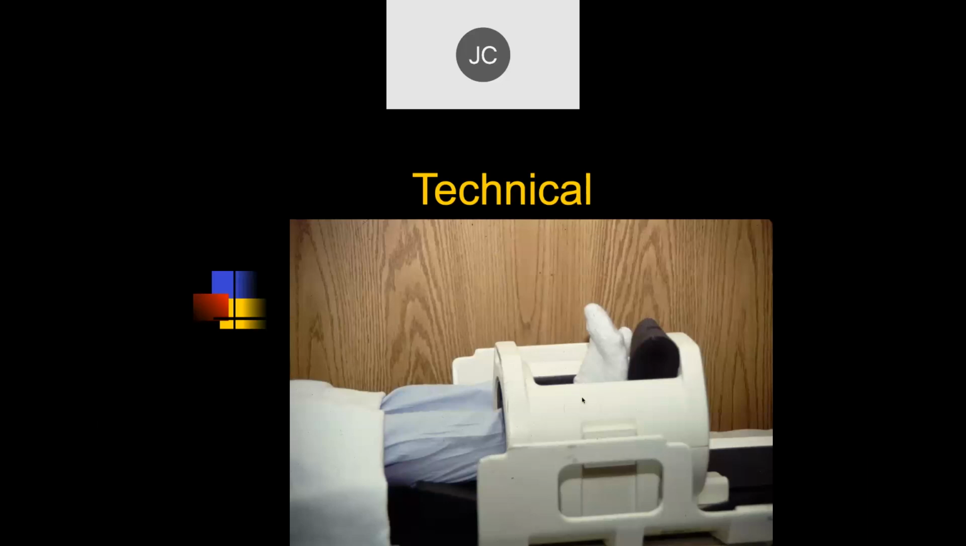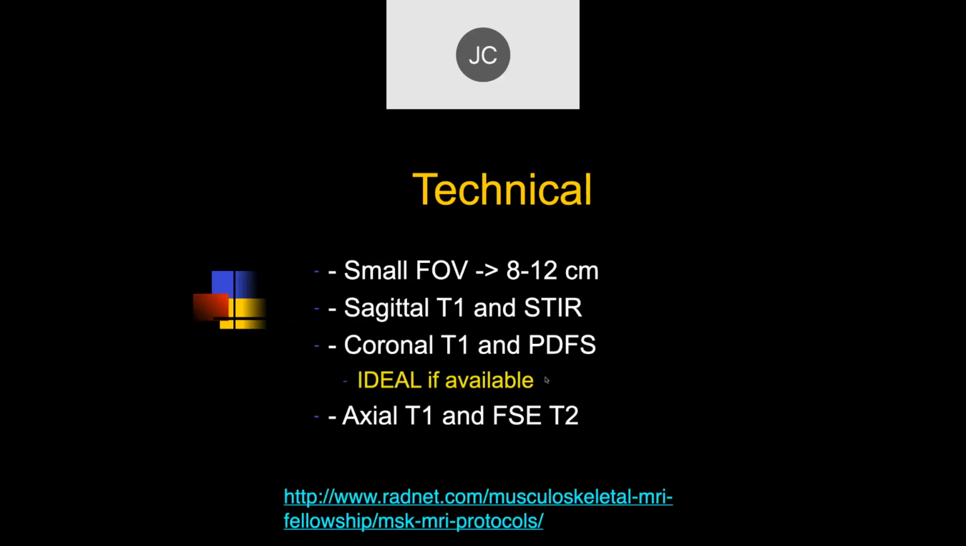So here is an old coil, one of the first coils that was designed for the foot and ankle so the toes could stick out like this. The coils are very important now. People mostly use flex coils to maximize technique. As far as techniques, there are a lot of techniques right now. It's important to use a small field of view.